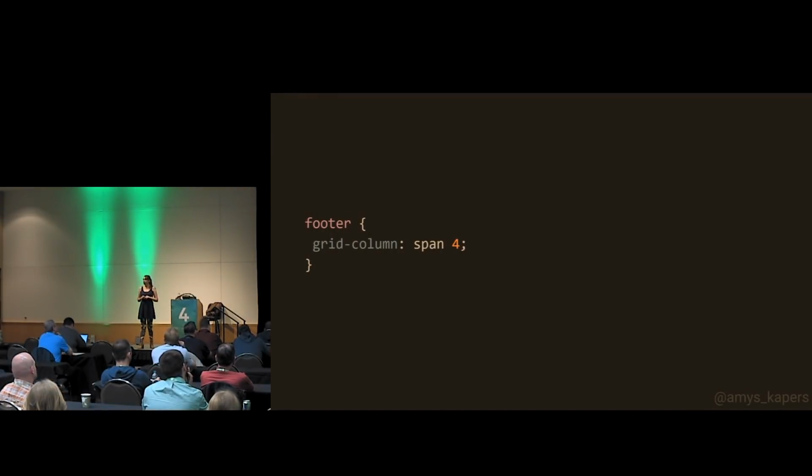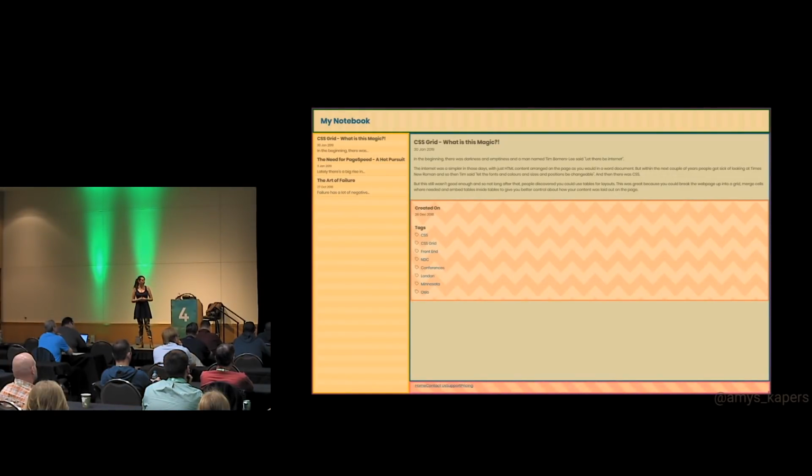Then we want to get the footer to go all the way to the end of the app, so we're going to use grid column span 4. And there we go, our grid is now full up.